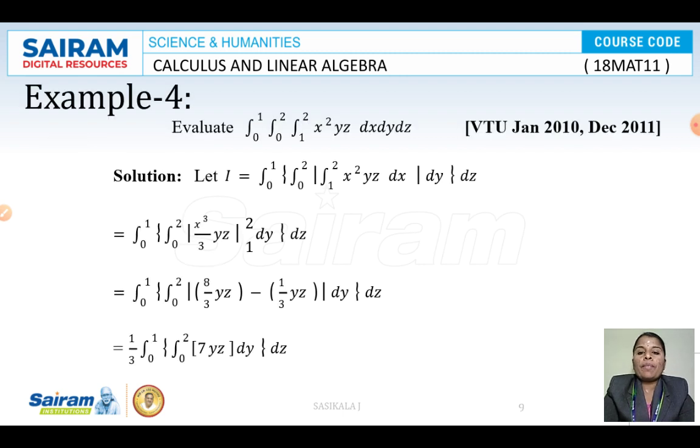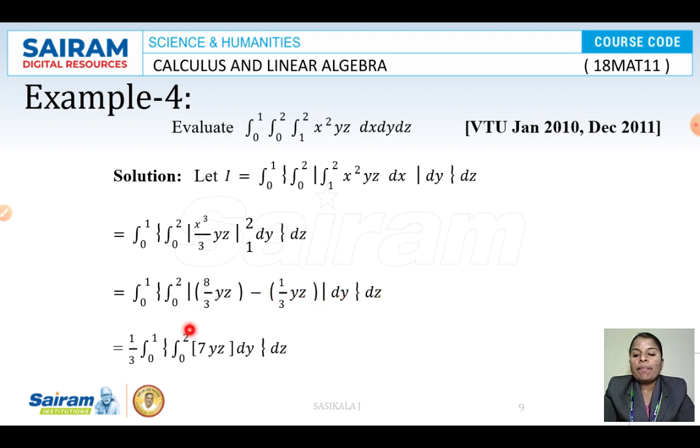Okay. So next problem, again with constants, 0 to 1, 0 to 2, 1 to 2, x squared y z dx dy dz. So I have integrations 0 to 1, again 0 to 2. First with respect to x you can do it. What will we have? x squared gives x cube by 3 into yz with 1 to 2, dy dz. And then next, 0 to 1, 0 to 2. Substitute 2 will be 2 cube by 3 into yz minus 1 by 3 into yz dy dz.